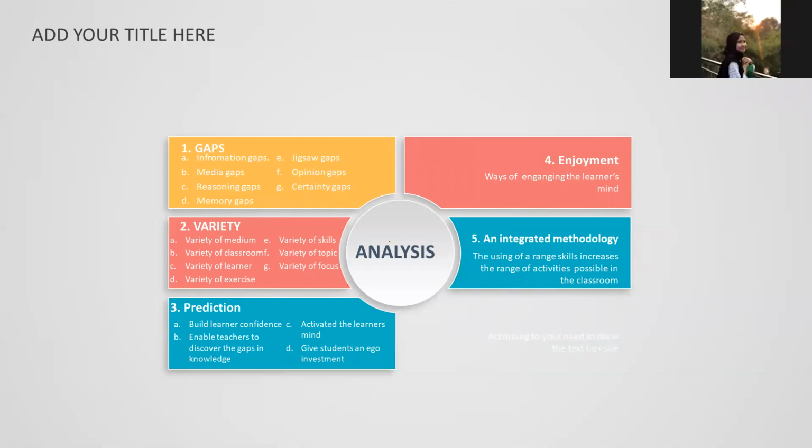From variety of classroom organization that I explained before, it is the whole class, pair, individual, and also groups of students. And then the next is variety of exercise. It is including the activity or task. And then there is variety of skills such as reading, listening, writing, speaking, and also graphic skills. And also there is variety of topic, variety of focus, which focus on accuracy, fluency, discourse, structure, and pronunciation.